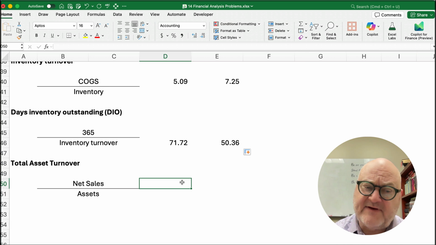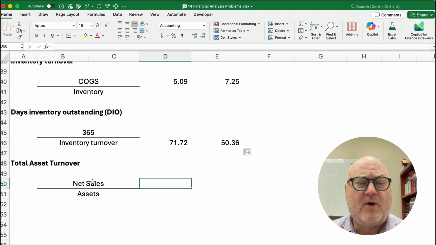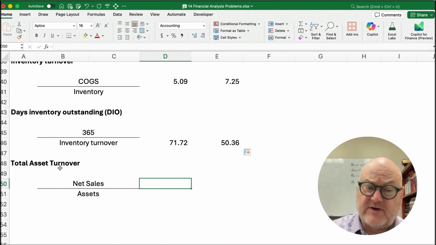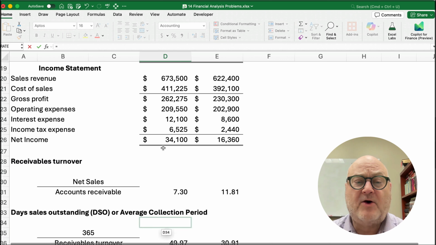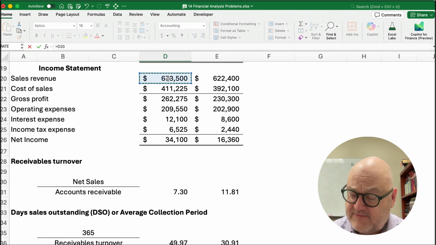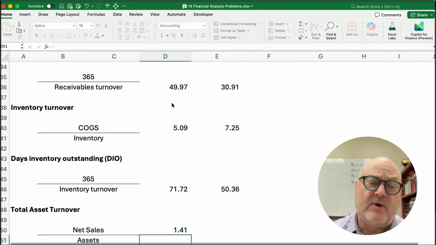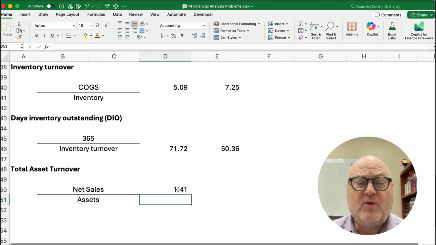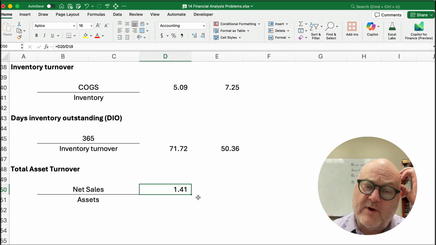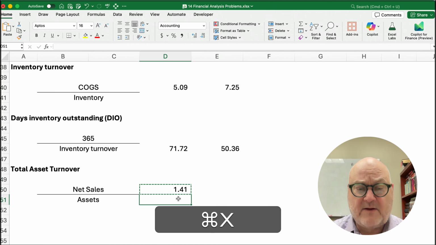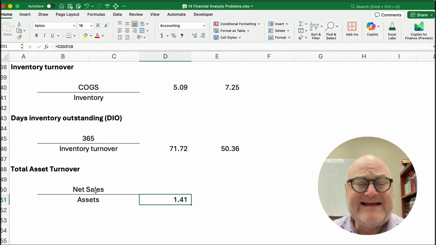Now our last one is sometimes called just asset turnover, or sometimes it's called total asset turnover, or TAT, or whatever. So here it's going to be net sales, the total revenue at the very top divided by our assets. The total revenue at the top divided by your total assets right here. Now, one of the things we see is that what we have is net sales and assets.